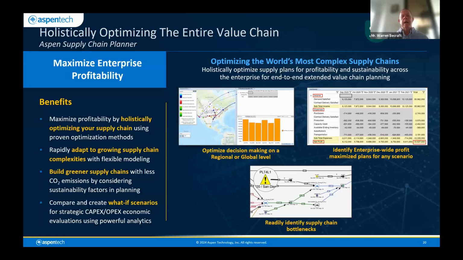One of the key things now with supply chain optimization is that we have to include sustainability in that equation. And we'll show you in just a minute how we can do that with the objective function.